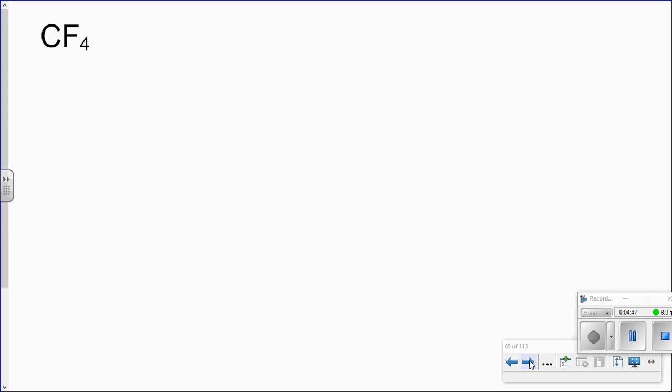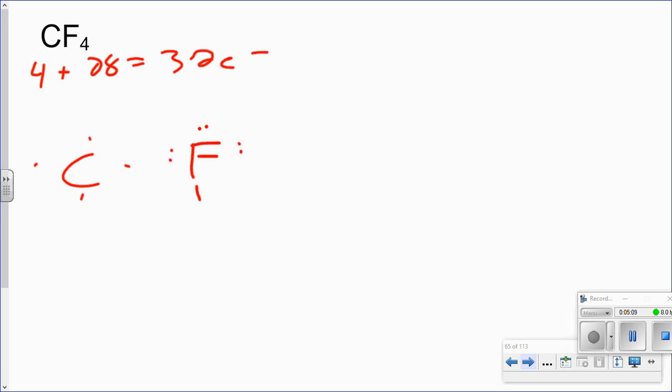So let's try a couple of these. If I come across CF4, step number 1 is add up your valence electrons. Carbon has 4. Fluorine has 7, but there's 4 of them, so 7 times 4 is 28, which gives us 32 valence electrons. The atom that can form the most bonds is carbon. We just saw carbon has 4 valence electrons. It can form 4 bonds. Fluorine can only form 1 bond. So the thing that is the least electronegative, or Kirchhoff's rule, the one that can form the most bonds, goes in the middle. Let's arrange fluorine around it.